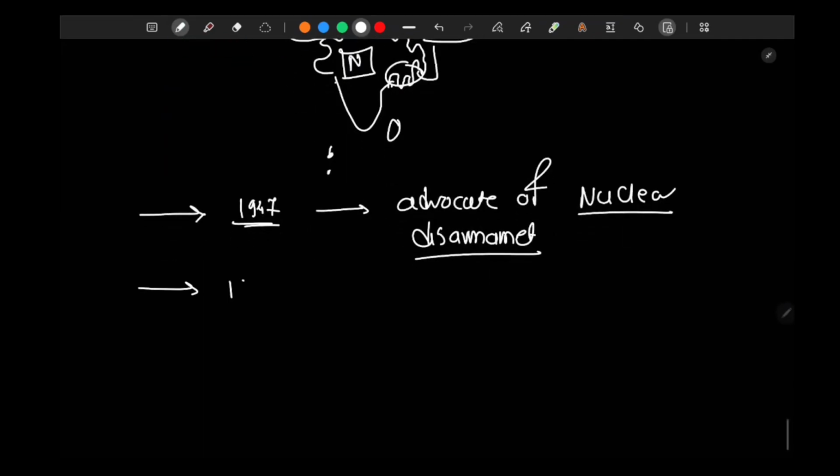Then in 1971, the Bangladesh liberation war happens. Bangladesh gets liberated, but India also comes under pressure from the USA. A US warship comes into the Bay of Bengal. There is pressure from the US as well.